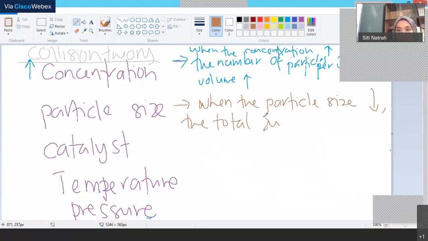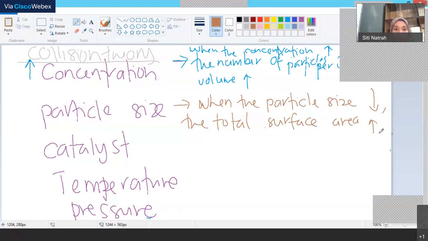So when the particle size decrease, the total surface area increase. Okay. Therefore, the rate of reaction increase. Okay. So you have to know the keyword. So basically for the size, so macam kita bagi contoh tadi garam halus dengan garam kasar. So kalau nak buat collision theory, particle size memang kena keyword dia. When the particle size decrease, okay, the total surface area increase, then the rate of reaction also increase.